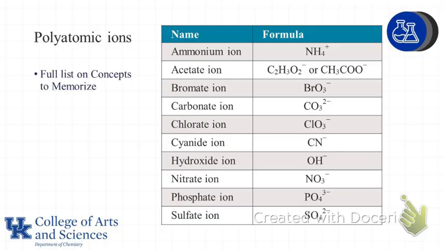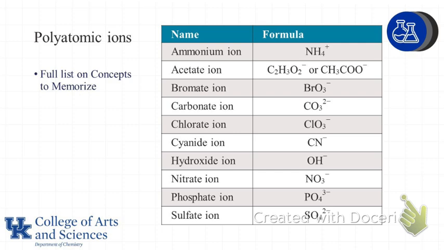The other type of ions that we see are polyatomic ions. These are ions that are formed from a group of atoms, and they act as a group, they're always together, and there's really no way around these except memorizing them. This is a partial list. There is a full list on the Concepts to Memorize page that's posted on Canvas under Course Details, and that has all the ones you need to know. They have a specific name and a specific formula.